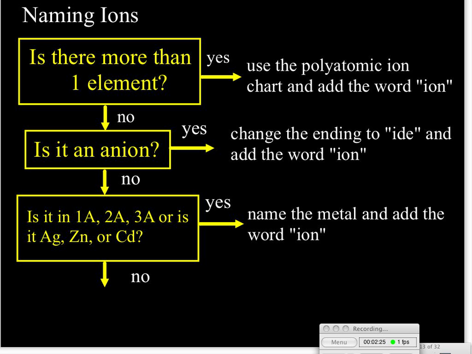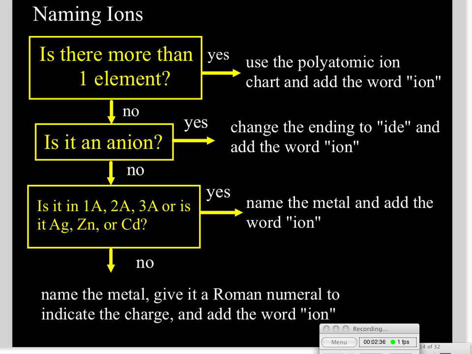And if it's none of these, it's still going to be a cation. It's just a cation that's going to be somewhere in the transition metals, or it might be tin, or it might be lead. In which case, we need to name the metal that we have, and we're going to give it a Roman numeral to indicate the charge on that ion. Whatever the charge is in the symbol, that's the Roman numeral we're going to use in our name, and of course we add the word ion. So let's go through some examples here.